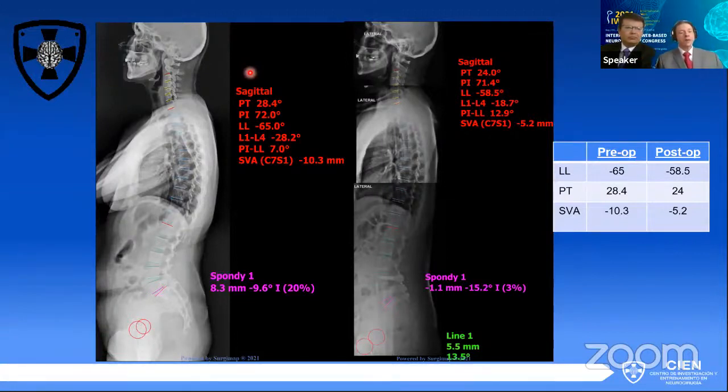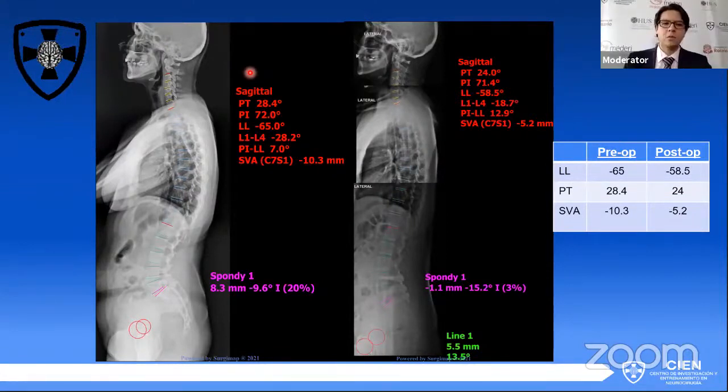And I think many of you, especially in developing countries, see this kind of problem usually. But I think the general objective of reducing the compensatory mechanism in this patient was achieved.